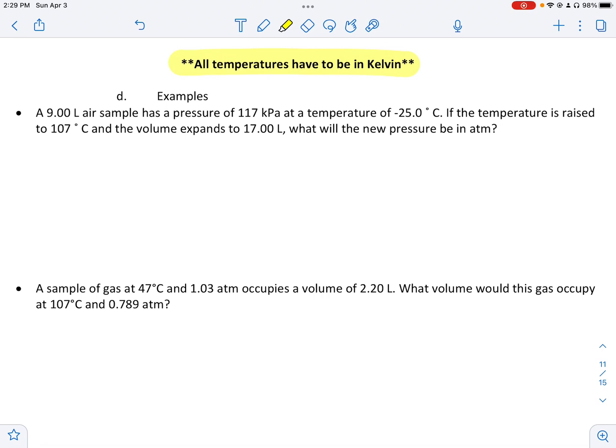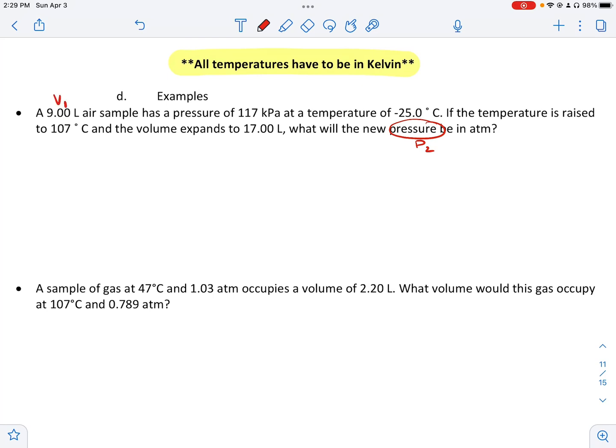We have 9 liters of air that has a pressure of 117 kilopascals and a temperature of negative 25 degrees C. The temperature is raised to 107, and the volume expands to 17 liters. We are looking for the new pressure in atm. So we're looking for P2. Let's go back through and assign.